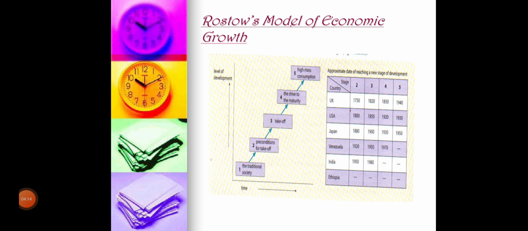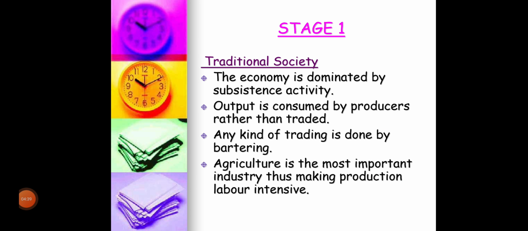So what is development? Then we have ito yung 5 stages ni Rostow. So first, the traditional societies, preconditions for takeoff, the takeoff stage, the drive to maturity stage, and high mass consumption stage. Okay, first, or the stage 1 is the traditional society.